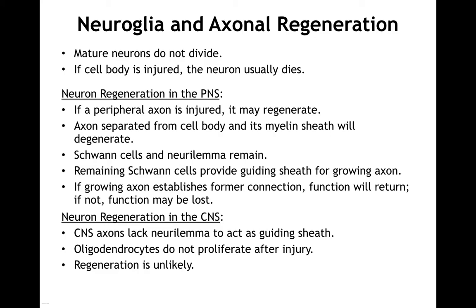and it takes a great deal of time for those connections to be remade. Within the central nervous system, the axons do not have neurolemma to act as a guiding sheath. Oligodendrocytes don't proliferate after the injury, and we have very poor evidence that we get any regeneration at all within the central nervous system.